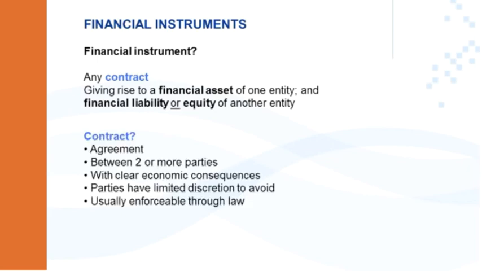In terms of IFRS 9, a contract is an agreement between 2 or more parties which has clear economic consequences that the parties have little, if any, discretion to avoid, because the agreement is enforceable by law. However, it is not a requirement for the contract to be in writing.